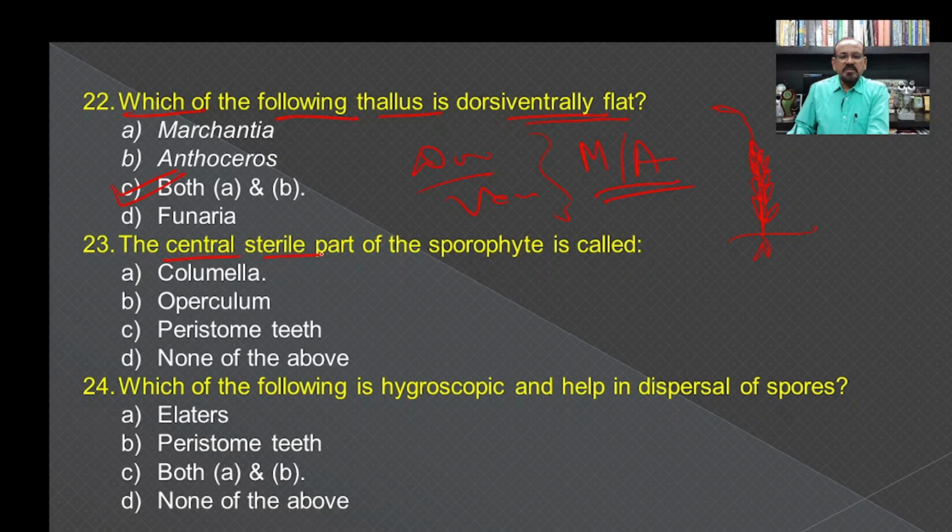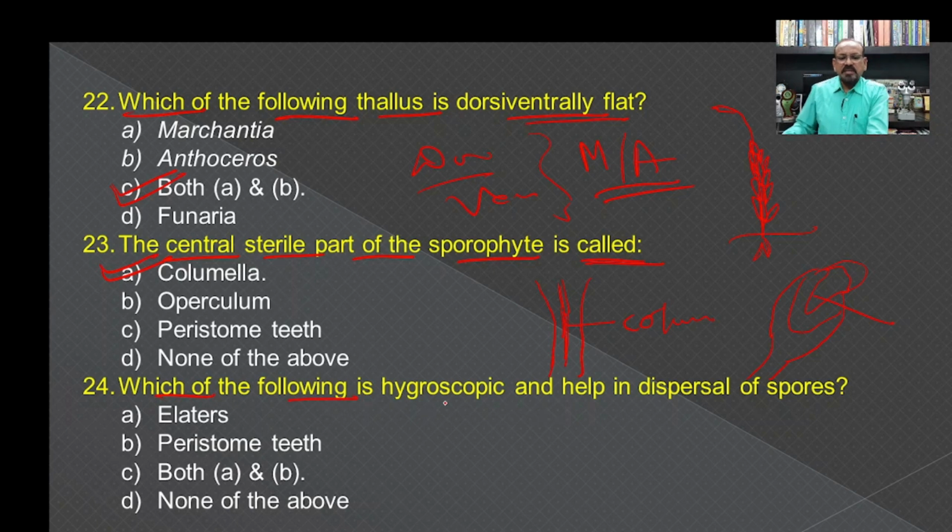Then the central sterile part of the sporophyte is called as. So if we see the sporophyte of Anthoceros, then the central part is the columella, and again in Funaria there is a presence of a central part, and this is also the columella. So this central part which is sterile is known as the columella.